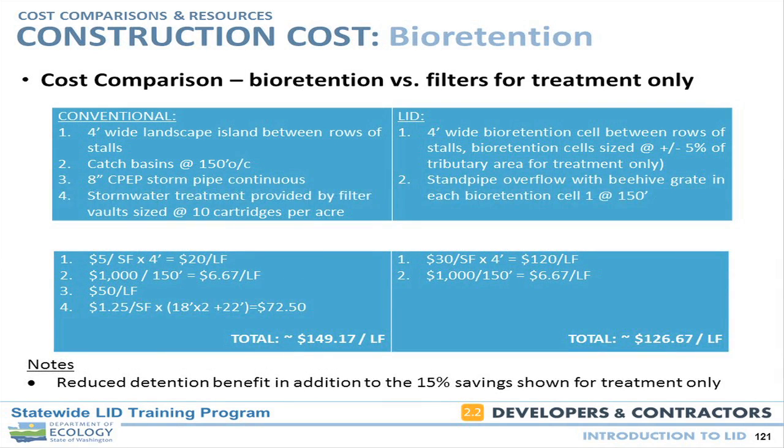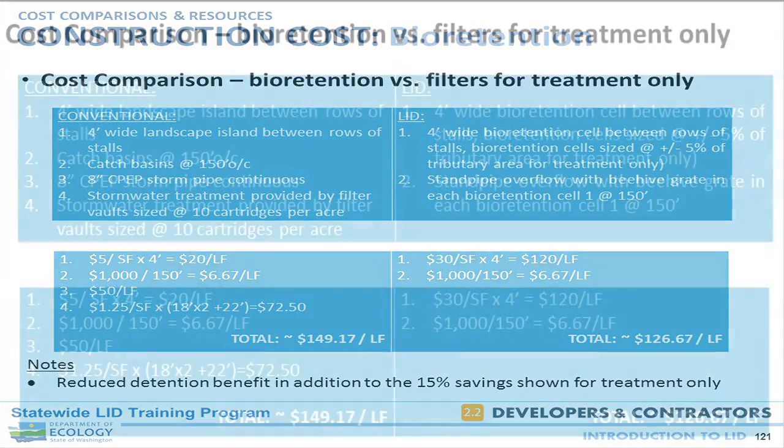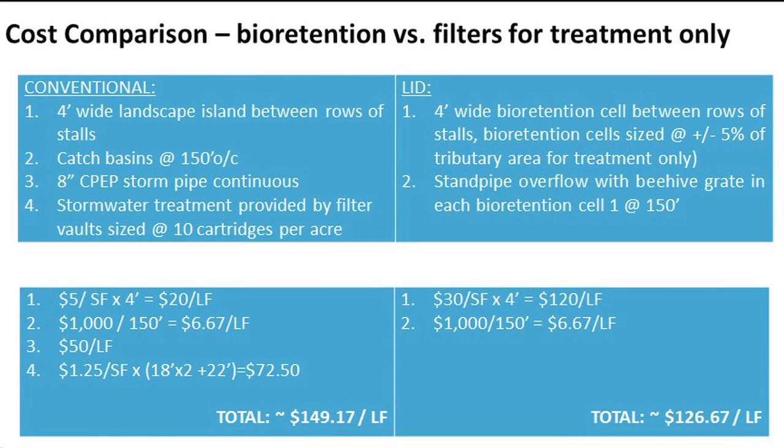This was the exercise, and I did this per lineal foot of double-loaded parking lot stall just to get apples to apples, and you can run through the assumptions that were made that inform this. But in this case, we're seeing that it's about $25, which is about 10-12% less to do low-impact development for our stormwater treatment here than it would have been to put in the equivalent filter.